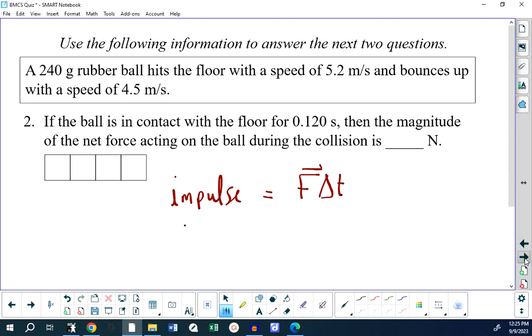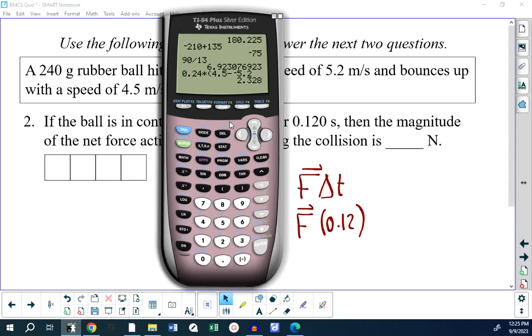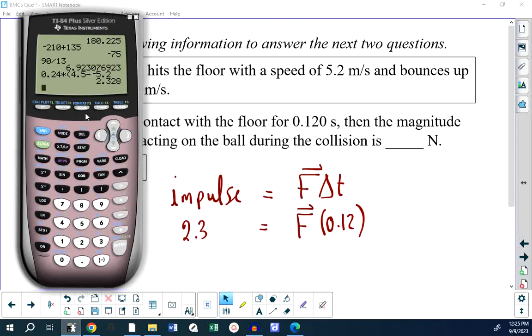So we can take that impulse of 2.3 and set it equal to f delta t, and it becomes a simple matter now of taking the impulse that we found and dividing by the time. I don't really care on quizzes, especially this early in the year, whether you use the 2.328 or the 2.3. If we use the 2.328, you get a force of 19 newtons. If you use 2.3, you probably get the same number. It still rounds to 19 newtons. So the answer is 19 newtons.